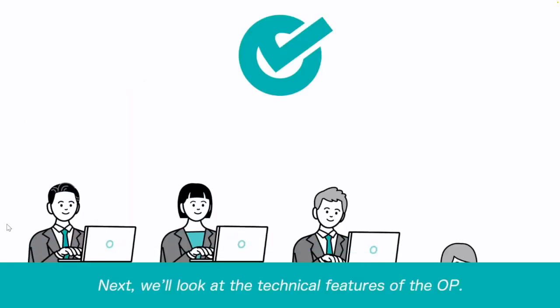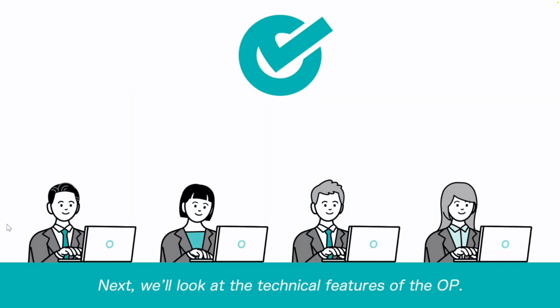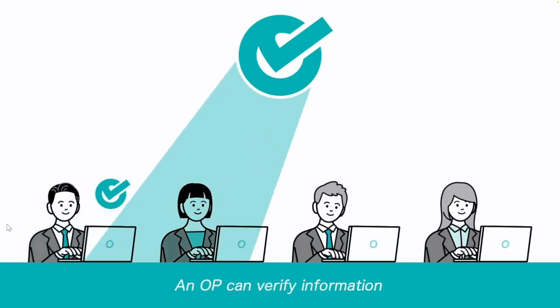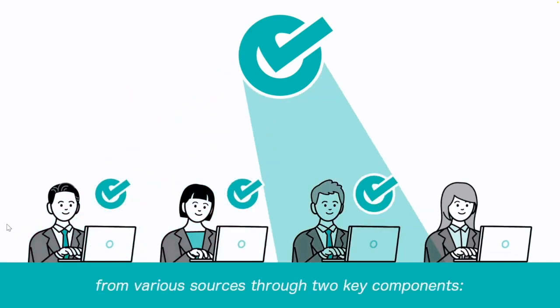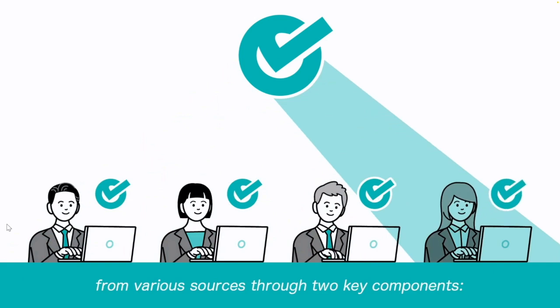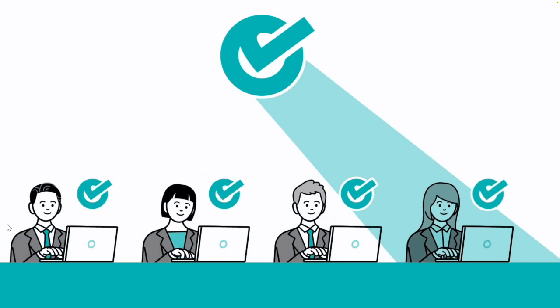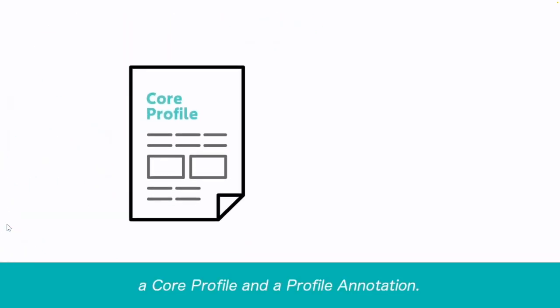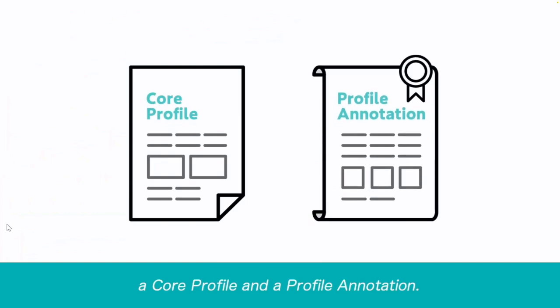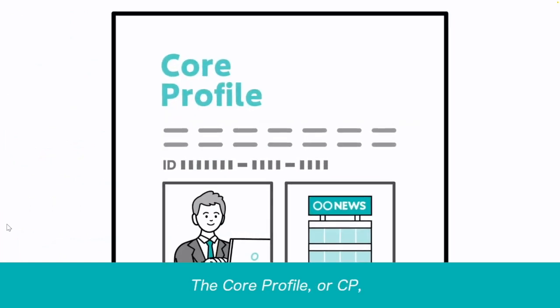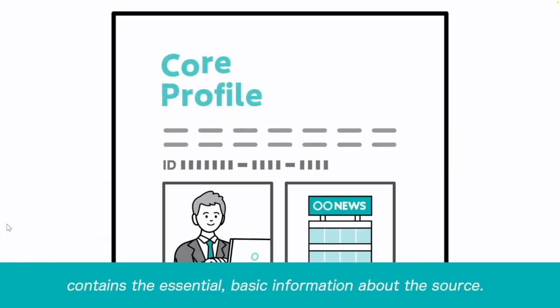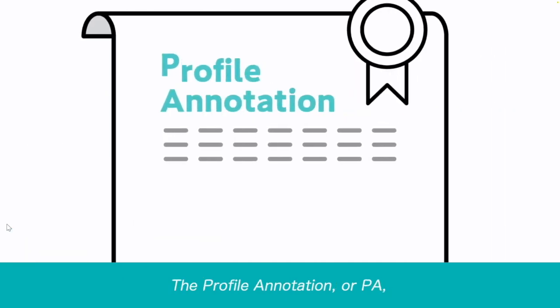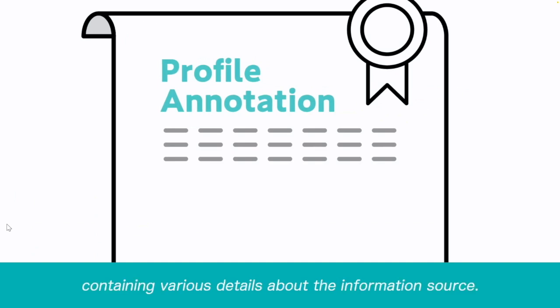Next, we'll look at the technical features of the OP. An OP can verify information from various sources through two key components: a core profile and a profile annotation. The core profile, or CP, contains the essential, basic information about the source. The profile annotation, or PA, is a verifiable certificate containing various details about the information source.